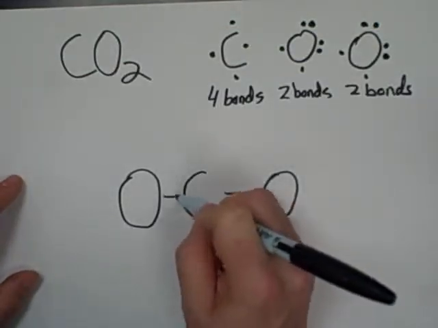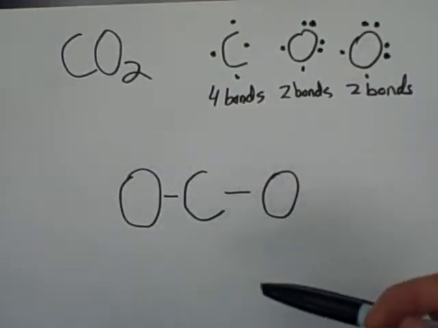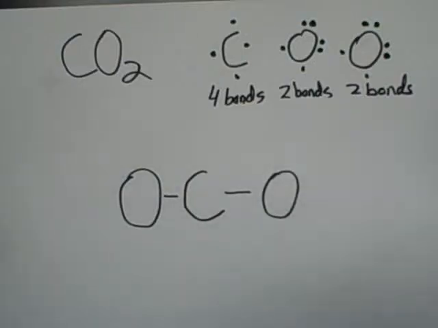And then we're going to put 1 dash in between. Each dash represents 1 bond. Now, a single bond is a single pair of electrons.